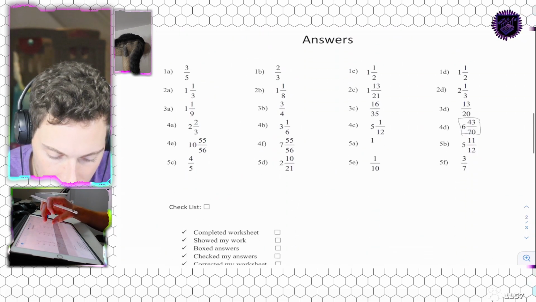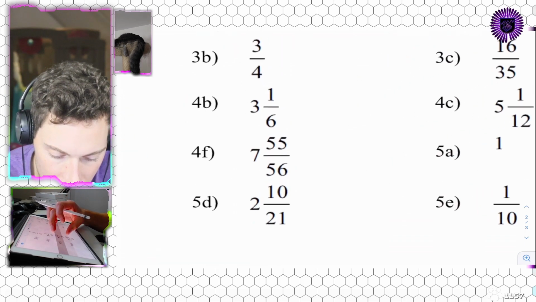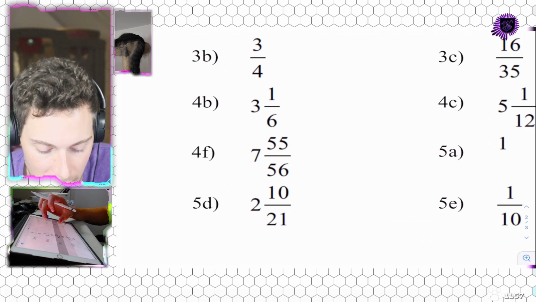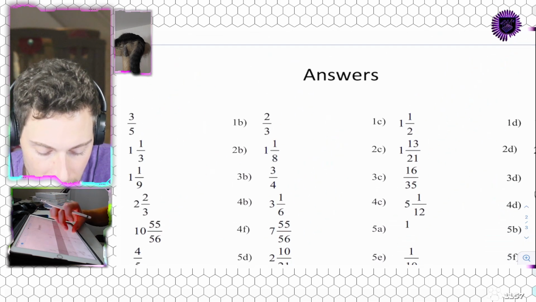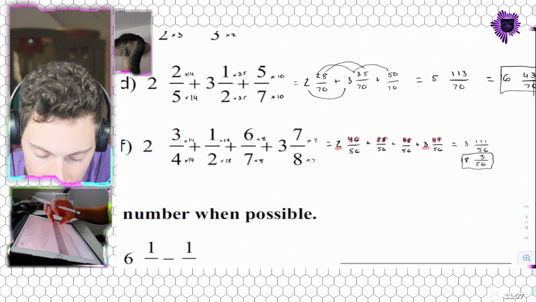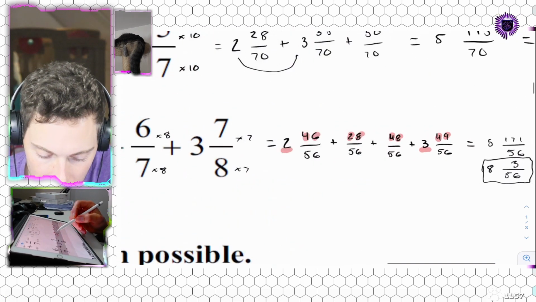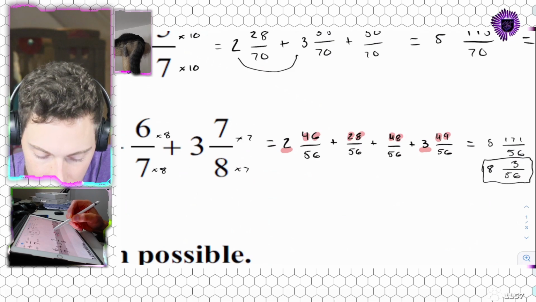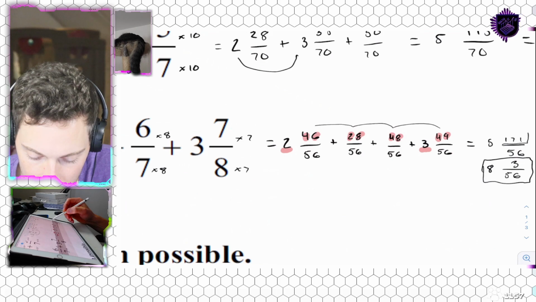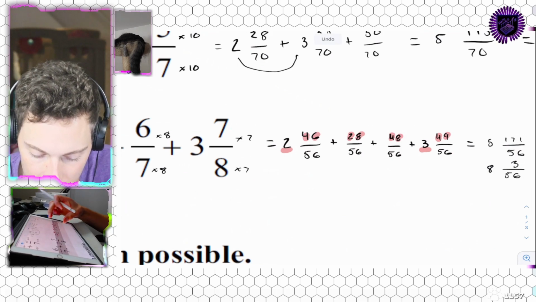4F. 7. Oh, my math was off. Oh, my adding was off. That's what's going on. 7 and 55/56. This here did not eat 171. That's what happened, I'm assuming.